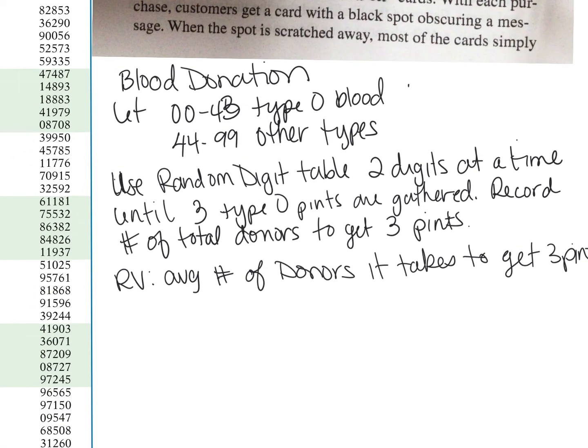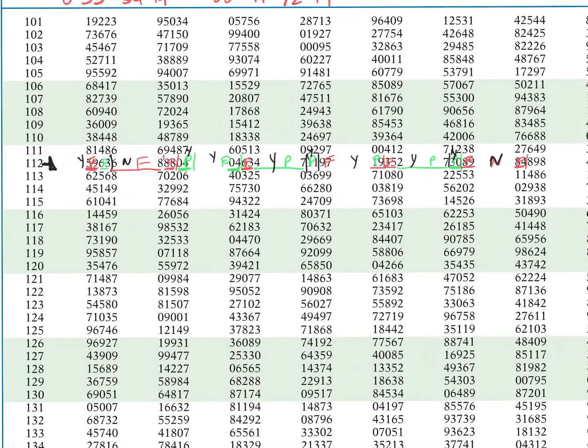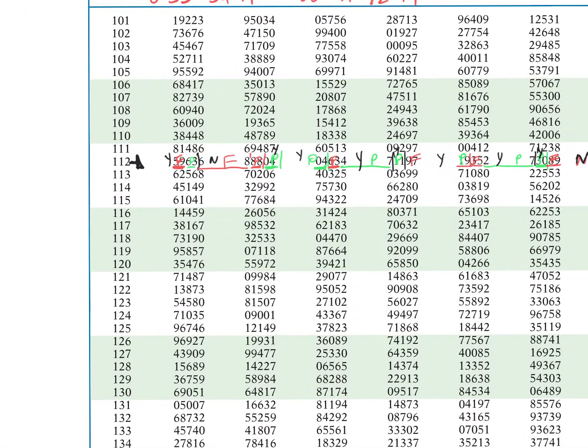Okay, so we're going to go back to our random digits. I'm going to skip a line. I'm going to do 114. So 0 to 43 and 44 to 99 were our numbers. So that's an O and that's a not O. So we'll circle it if it's an O, we'll put an X on it if it's not. So 45 is between 44 and 49, so that's an X.